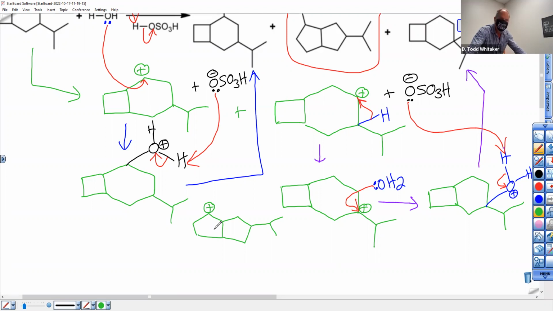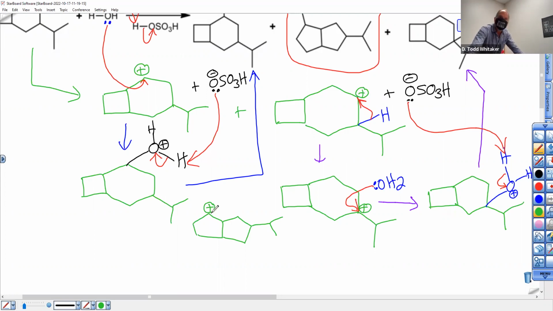And I got a tip for you. You ready for the tip? Carbocations will rearrange from a branched carbon adjacent to a carbocation. Carbocation rearrangement will only occur from a branched carbon that's on an adjacent position to a cation.